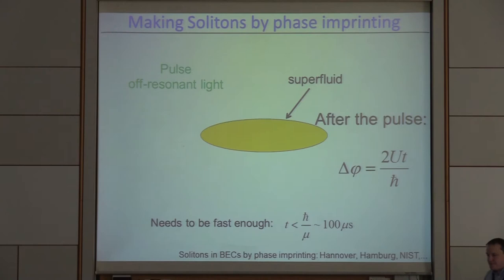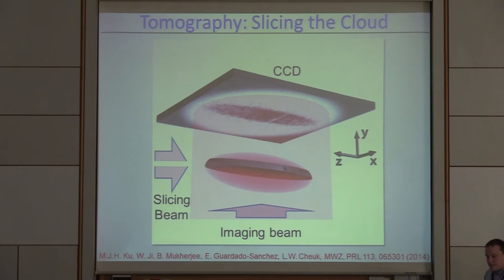How do we make it? Well, we just take the old technique that was so successful in Hanover and Hamburg and NIST and imprint a phase on one side of the superfluid but not on the other. So by shining in off-resonant light here, and we shine this in for long enough so that the phase over here is pi.